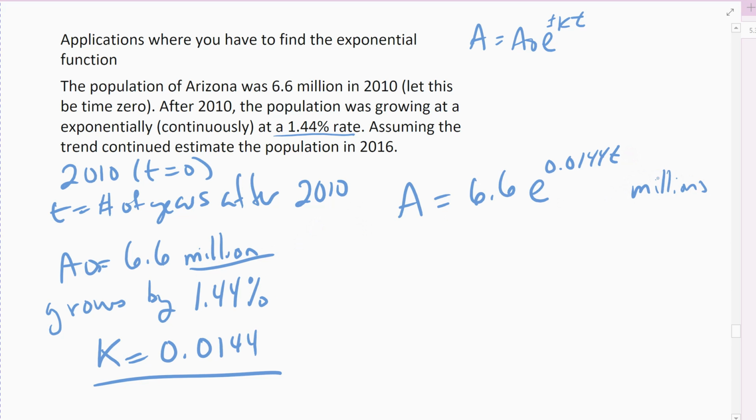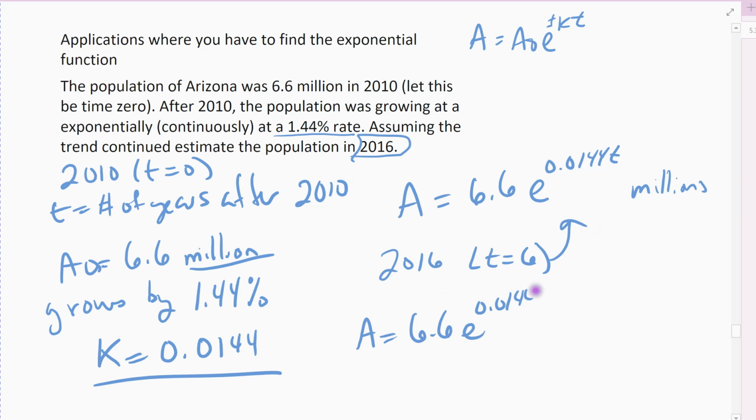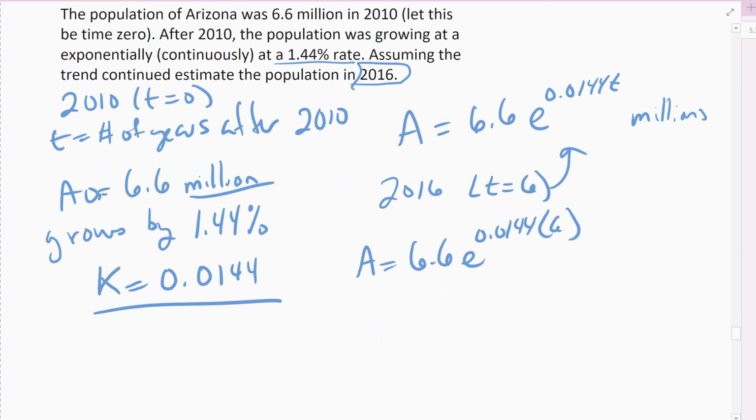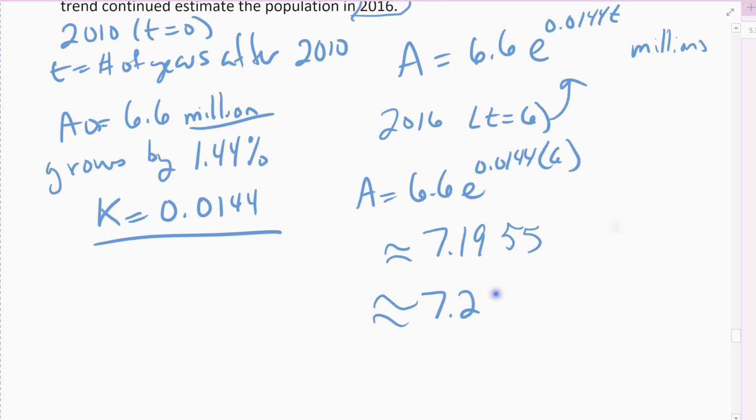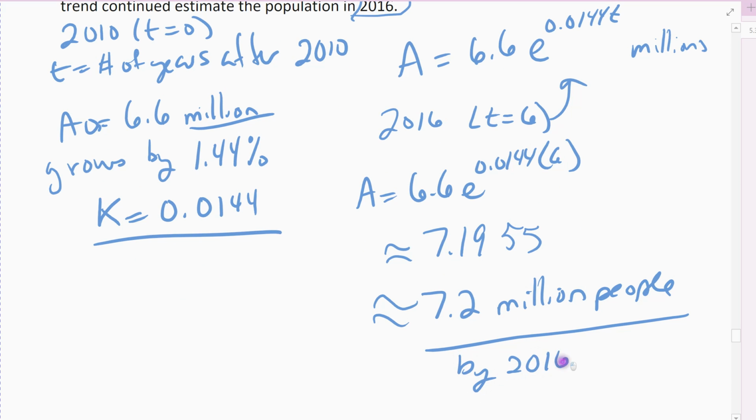Alright, assume the trend continues, estimate the population in 2016. So 2016 would be 6 years after our start, 2010. And so I would plug t equals 6 into this equation: A equals 6.6 e to the 0.0144 times 6. And get my approximate 7.1955, so I'm going to round that to 7.2. Remember, million people. Alright, 7.2 million people by 2016 about.